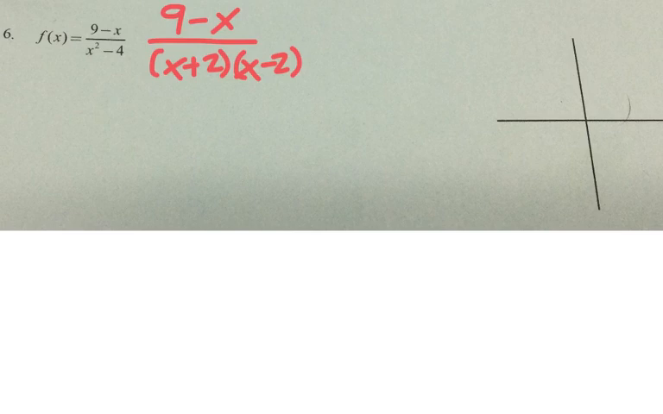Okay, so we are at number 6. This is in standard form. It's not in factored form. So the first thing I want to do is factor it. The numerator kind of already is factored. The denominator is the difference of perfect squares, so that's (x + 2)(x - 2). So now I'm looking, do I have any common factors? I don't. That means there aren't any holes.